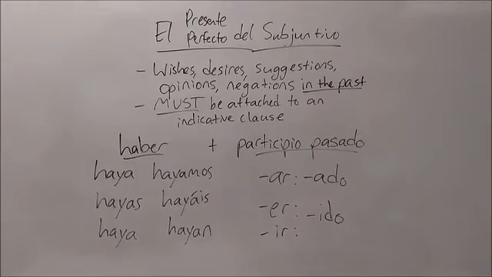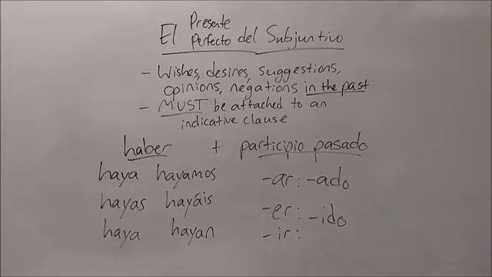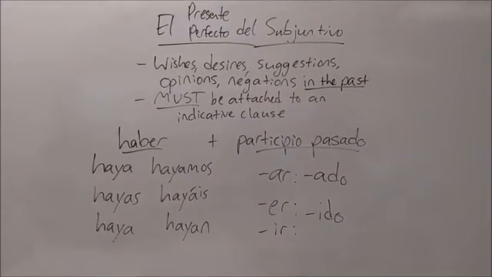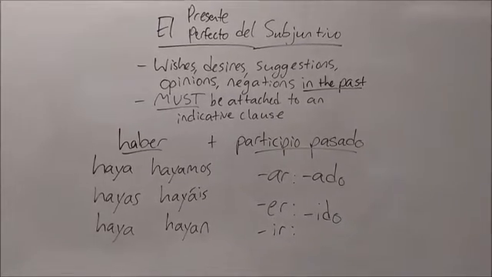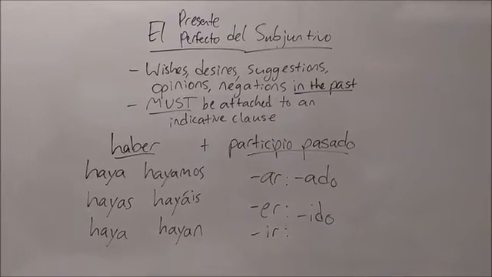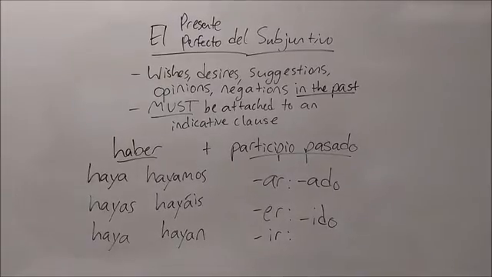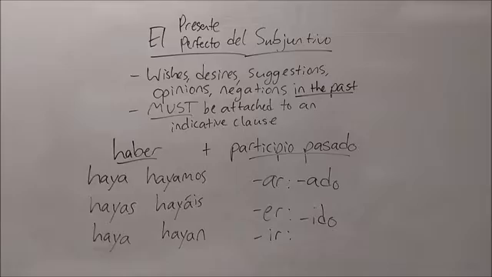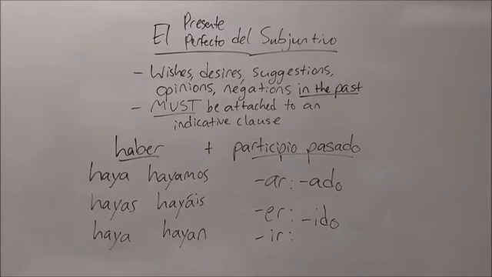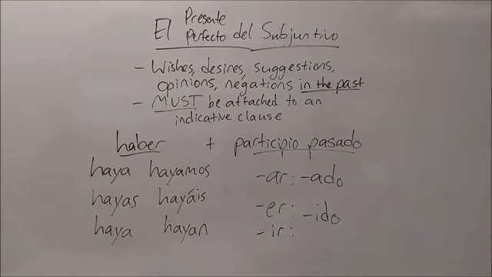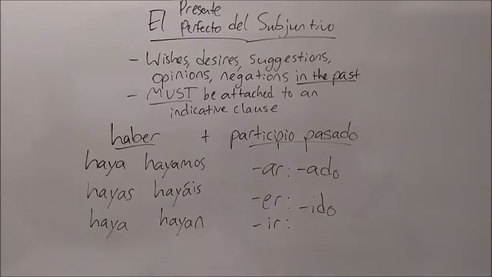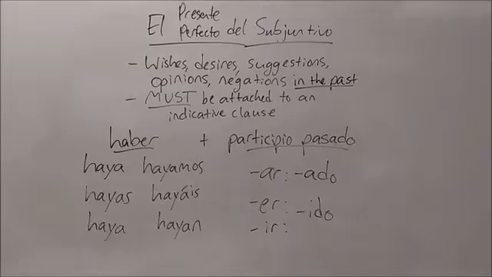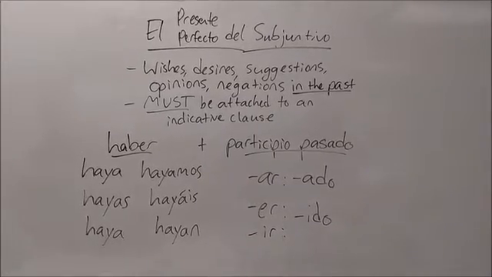We have el presente perfecto del subjuntivo, which is present perfect subjunctive. It expresses the same things as present subjunctive, it just expresses them in the past. And just like present subjunctive, it needs to be attached to an indicative clause that triggers the subjunctive. To make the present perfect subjunctive, you conjugate the verb haber in the present subjunctive, and then you add the past participle, which is ado or ido, and it always ends in o because this is a perfect tense and not the passive voice.